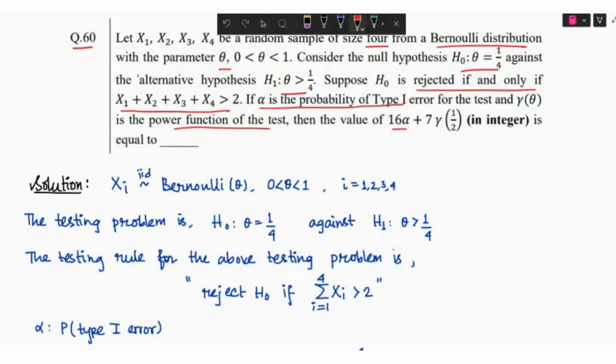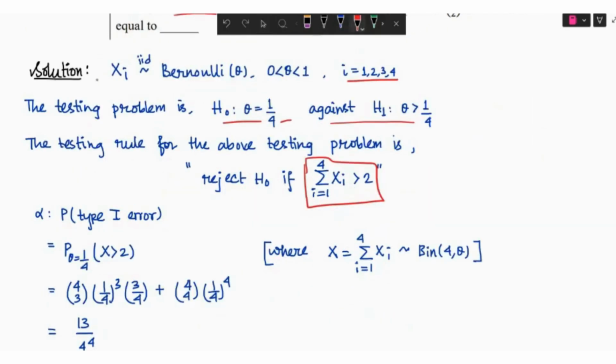That is, Xi follows IID Bernoulli(theta) for theta lies between 0 to 1, for i equal to 1 to 4. And the testing problem is given by H0: theta equal to 1 by 4 against the alternative H1: theta greater than 1 by 4. The testing rule for the testing problem is given by reject H0 if and only if summation Xi is greater than 2. And alpha is the probability of type 1 error.